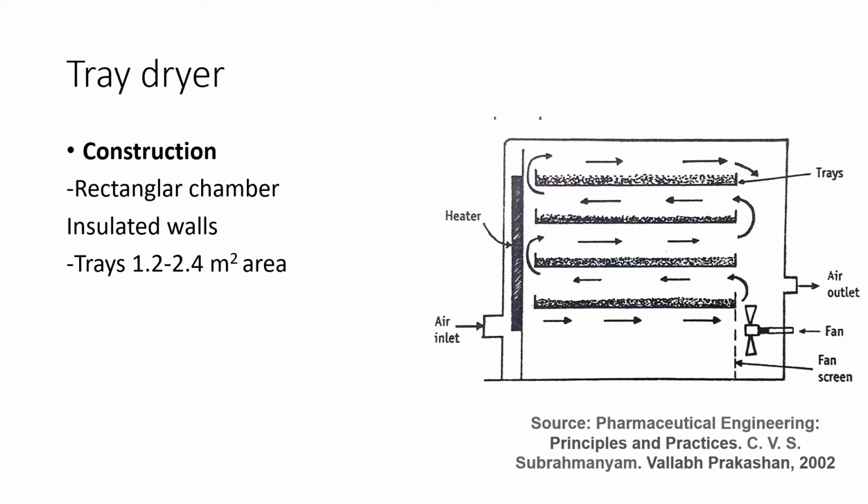The material which is to be dried is actually placed on the trays. Each tray is about 1.2 to 2.4 meters square in area, and usually the tray is loaded from 10 to 100 millimeters deep. We can adjust the distance between the bottom of the upper tray and the surface of the substance loaded in the next tray, and this distance must be 40 millimeters.